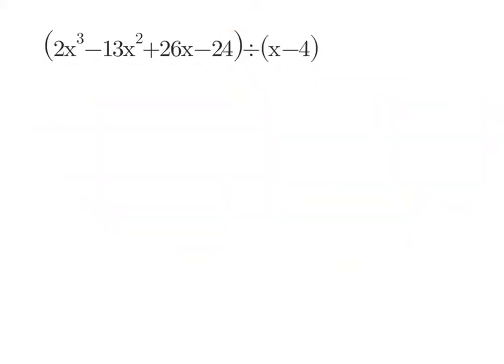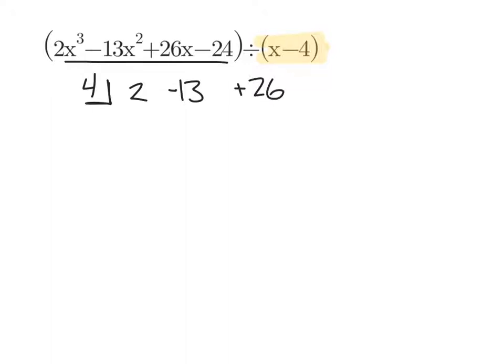When I have 2x cubed minus 13x squared plus 26x minus 24 being divided by x minus 4, setting up synthetic division, in the box is the thing that's going to make this equal to 0, and that is the 4. To the right of that come all of our coefficients of the polynomial. It's 2x cubed minus 13x squared plus 26x minus 24. Leave a space for some work and put our notch in between the last two numbers.